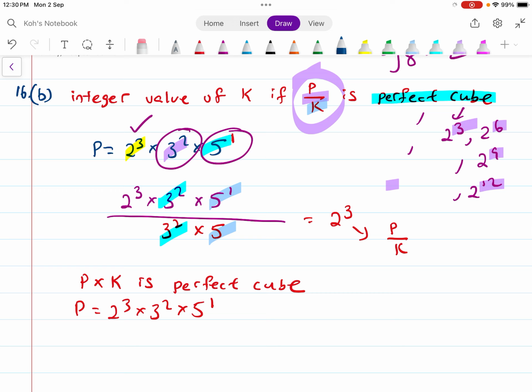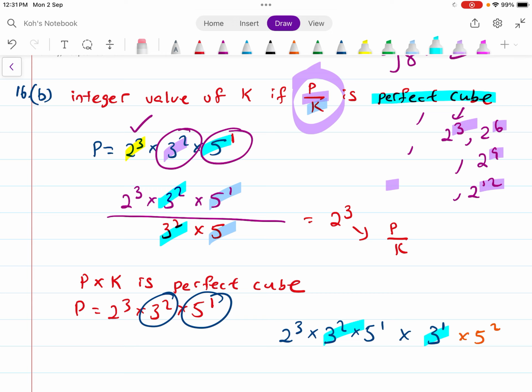I need to multiply by an integer value of k such that the whole thing is a perfect cube. So in this context, I simply just make sure that 3 to the power of 2, I make it to 3 to the power of 3. Then 5 to the power of 1, I make it to 5 to the power of 3. How do I do that? I can actually do this. For this p, 3 squared times 5 to the 1, you times the k. So k is, of course, 3 to the power of 1, because 3 to the power of 2 times 3 to the power of 1 is 3 to the power of 3. Then next will be 5 to the power of 2. 5 to the power of 1 times 5 to the power of 2 is 5 to the power of 3.